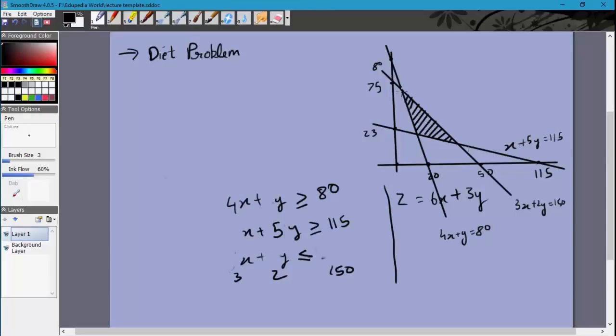So, points of intersection. For this, we need to intersect the first two lines. 4x plus y is equal to 80. 3x plus 2y is equal to 150. Let's say this is multiplied by 2: 8x plus 2y is equal to 160. Subtract: 5x is equal to 10. x is equal to 2, which gives me from this equation, 4x is 8, so y is 72. So this point is (2, 72).